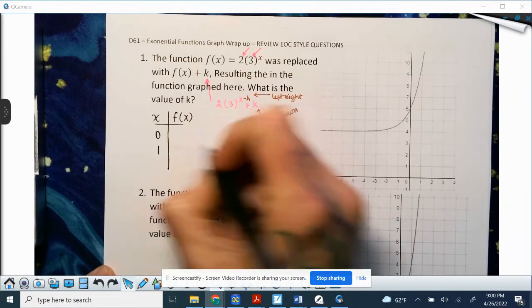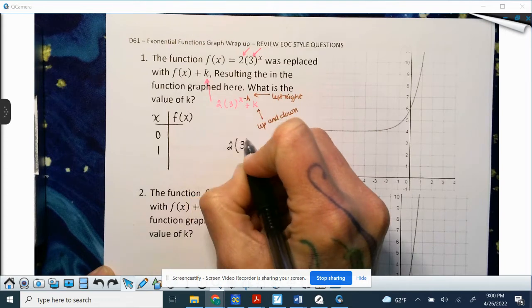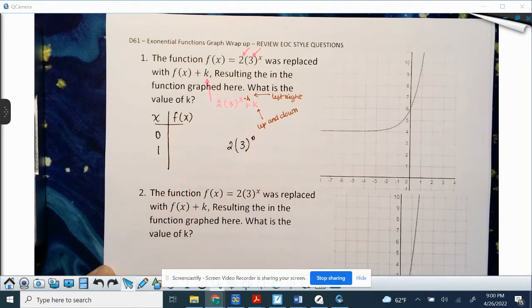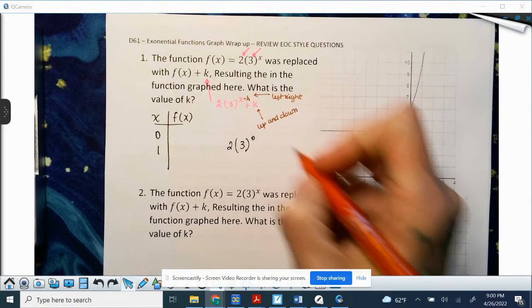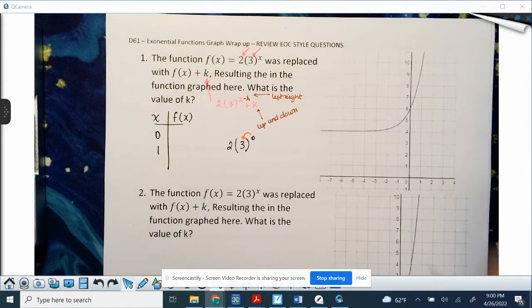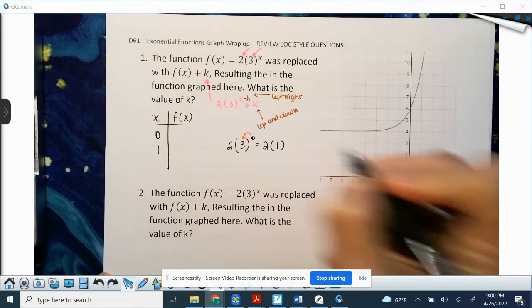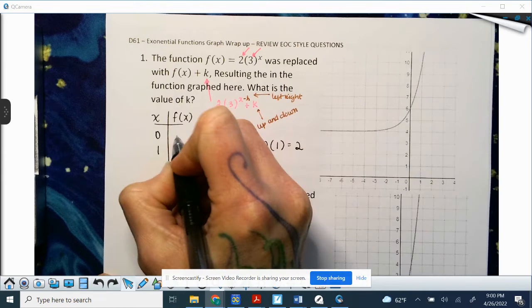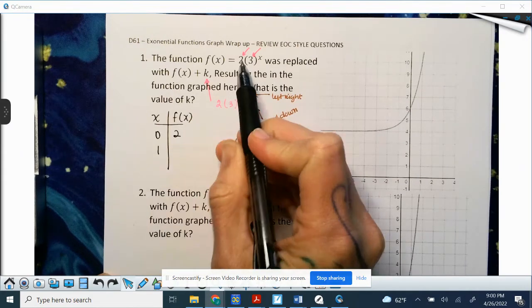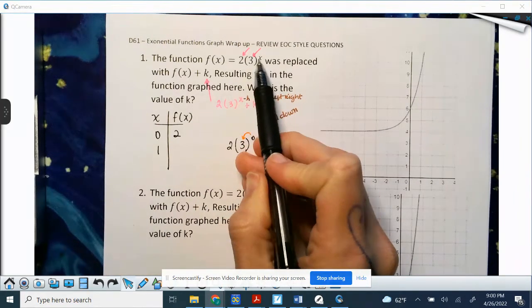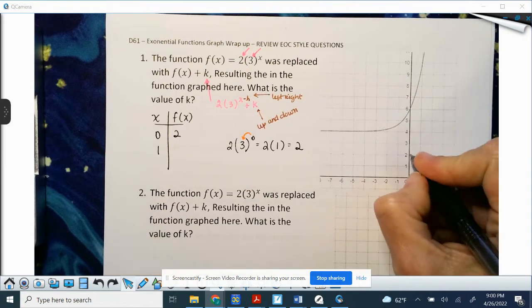So we plug in a 0, so 2 times 3 raised to the 0 power. Now, remembering our exponential laws, anything to the power of 0 is 1. So this is going to become 2 times 1, which is 2. So our parent function, or the starting function, 2 times 3 to the x power at 0 would be at 2 here.